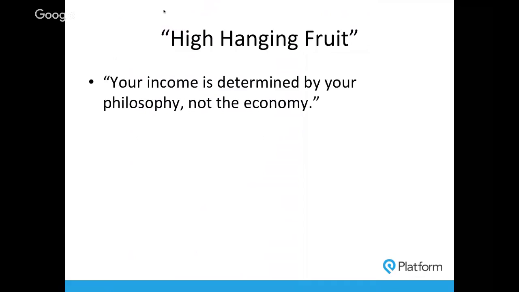So high-hanging fruit is about generating leads at the top of the sales cycle so that you don't have to worry about competition from other agents. If you're the only realtor they're talking to, your conversion rate is going to be way, way higher. I mean, that's just a fact, right?